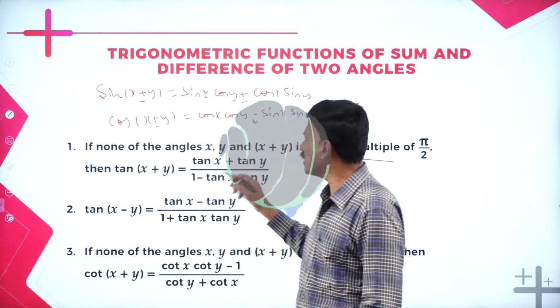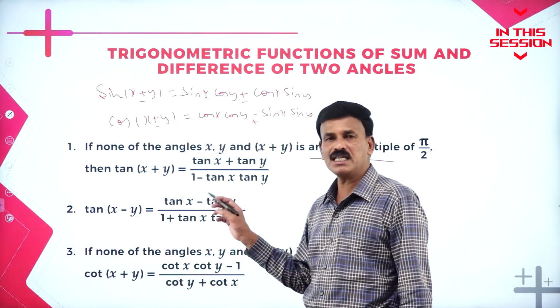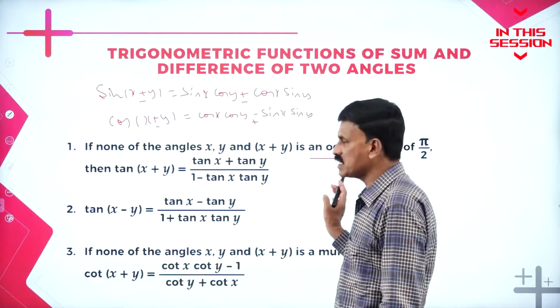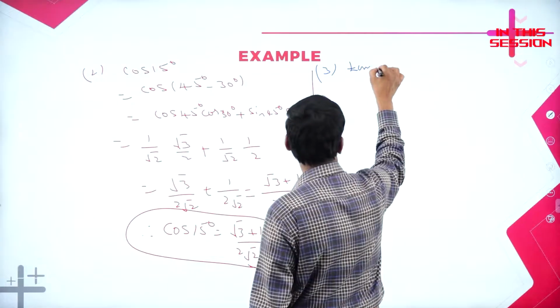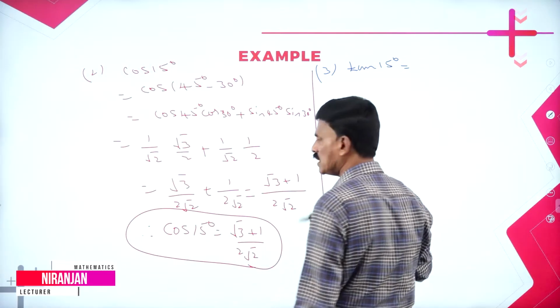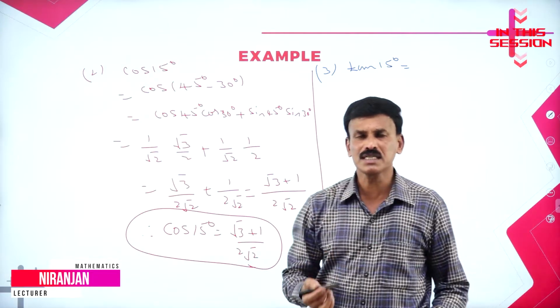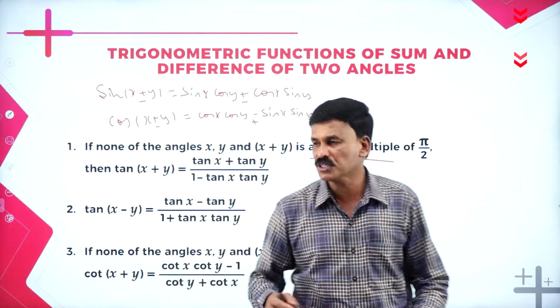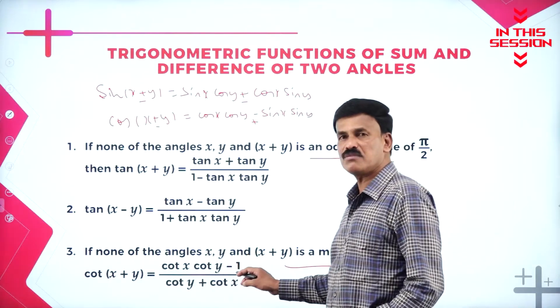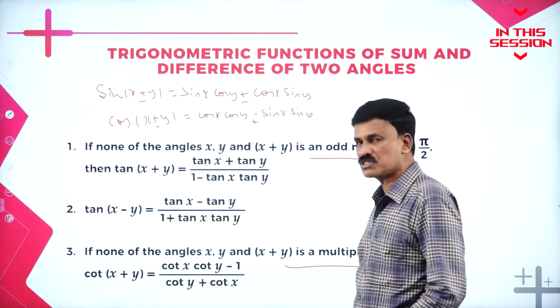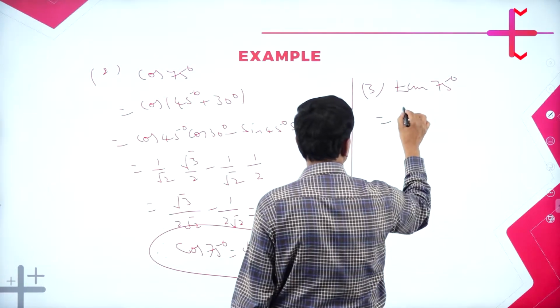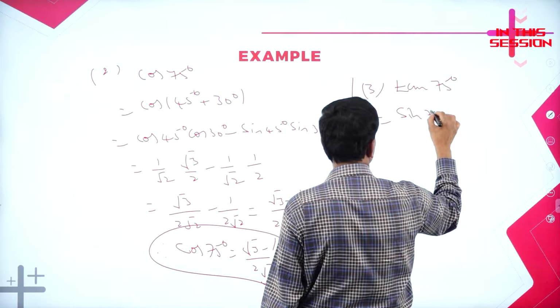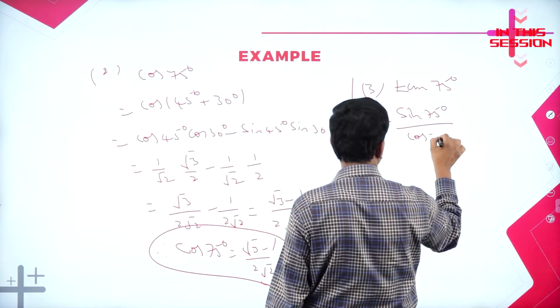Tan of x plus y can also be written as tan x plus tan y divided by 1 minus tan x tan y. Tan of 15 degrees can also be written as tan 45 minus 30, tan a minus b formula. Cot of x plus y can also be written as cot x cot y minus 1 divided by cot y plus cot x. Tan 75 can be written as sin 75 by cos 75 degrees.